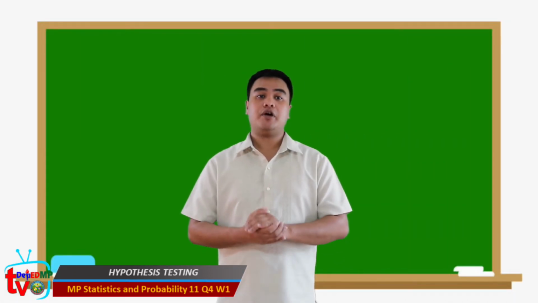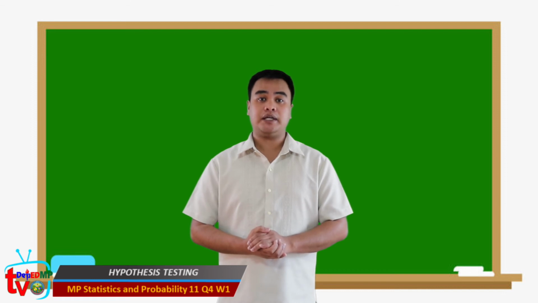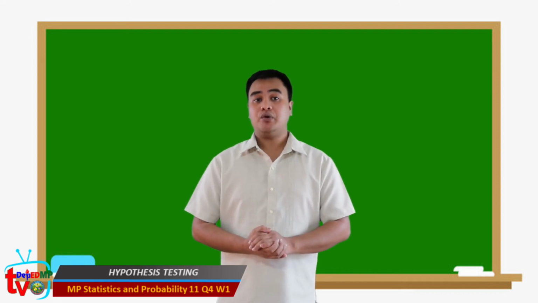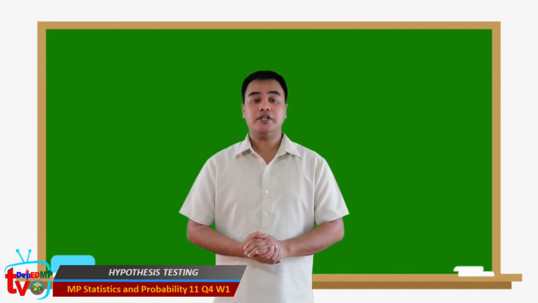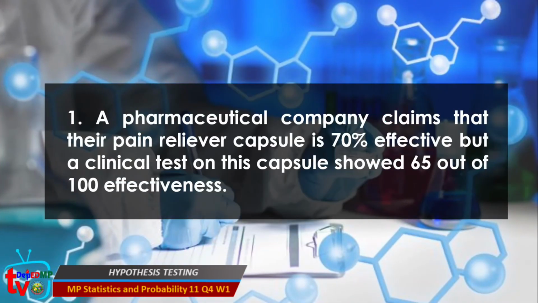To solidify your understanding and skills of the topic, accomplish the following activities. First activity, write the null and alternative hypothesis in words and in symbols for each of the situations. Number 1. A pharmaceutical company claims that their pain reliever capsule is 70% effective, but a clinical test on this capsule showed 65 out of 100 effectiveness.